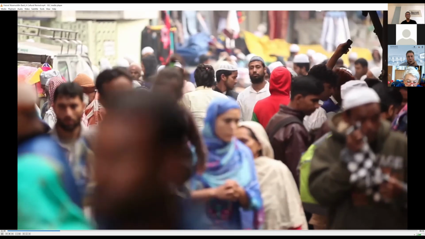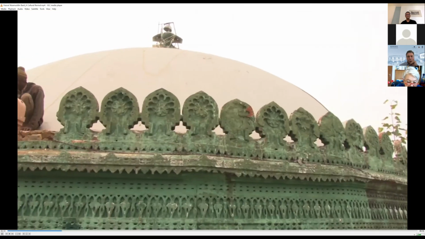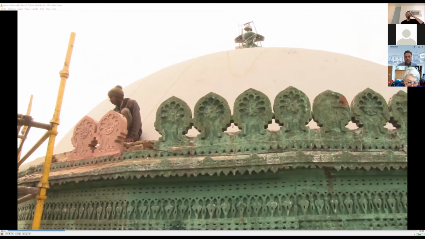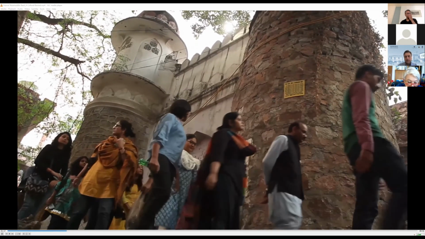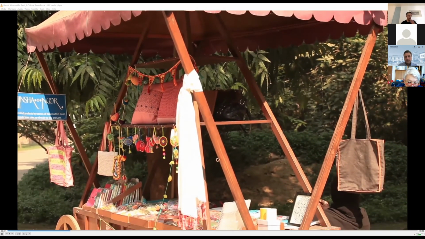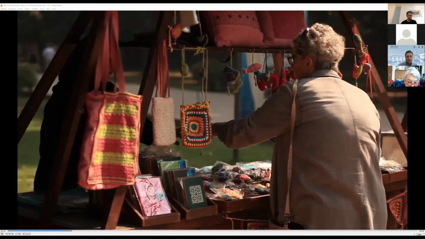This living example of India's pluralist culture and heritage is a natural home for the Aga Khan Trust for Culture, whose focus is always the physical, social, cultural, and economic revitalization of communities in the developing world.